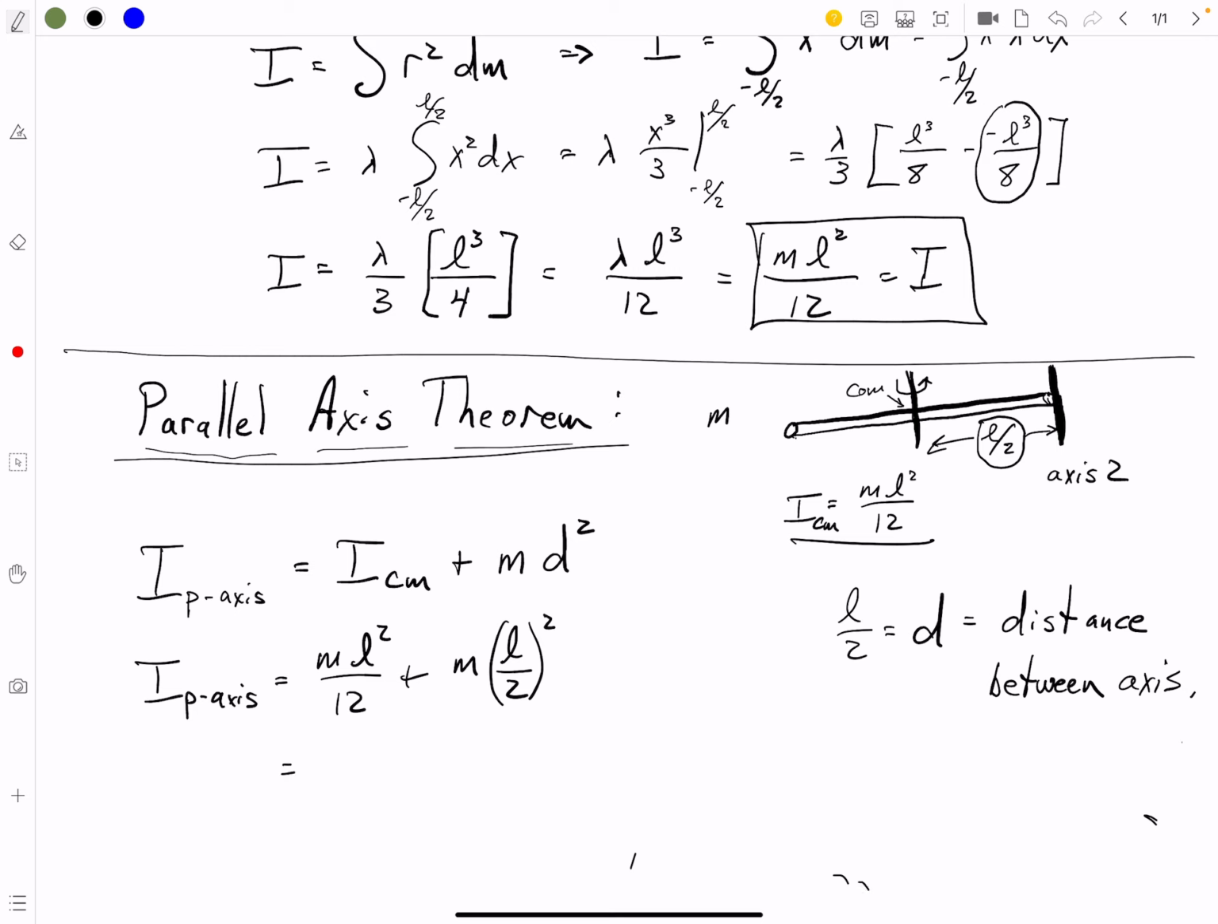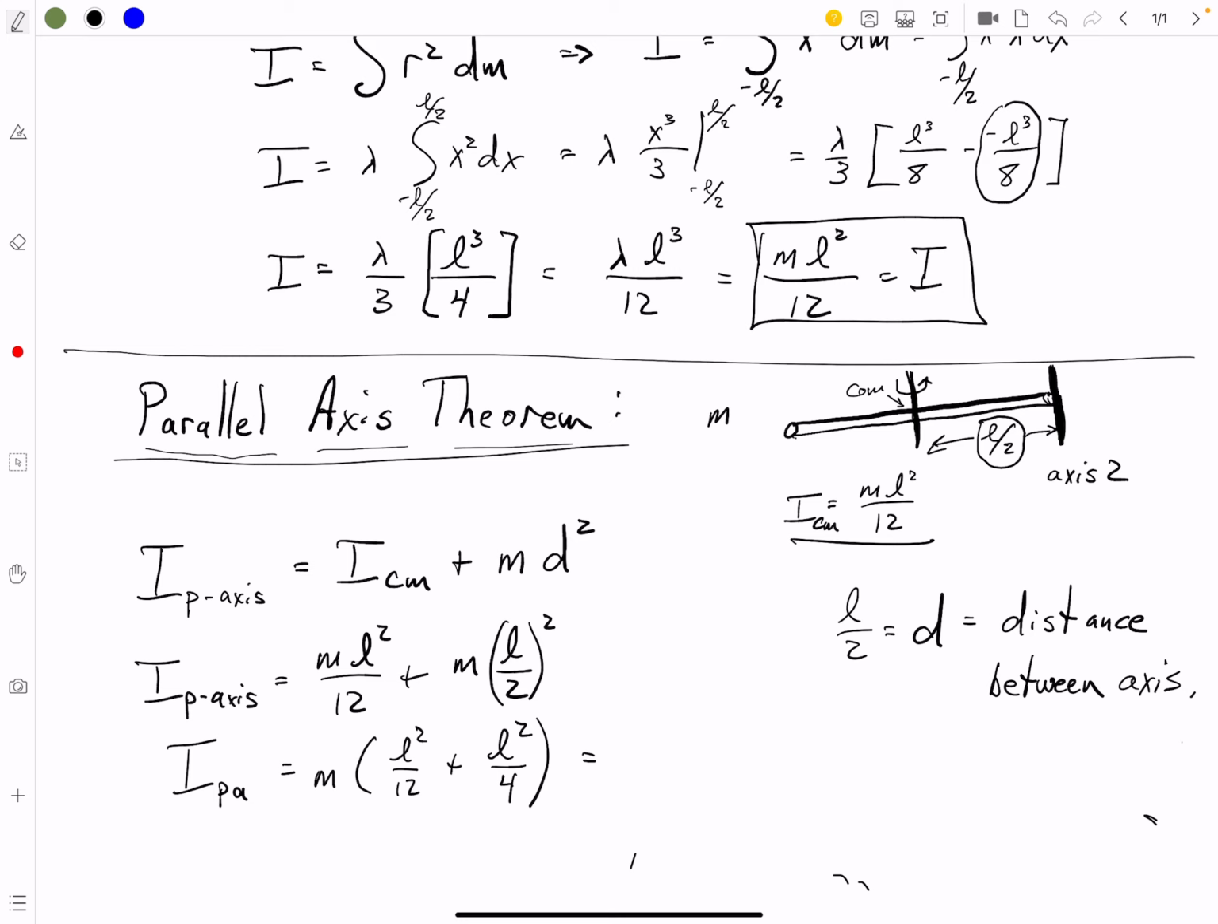All right, so let's do that. Do a little math here. We can factor out m, and then we've got L squared over 12 plus L squared over 4. If we multiply, I'm going to call this PA, okay, parallel axis.